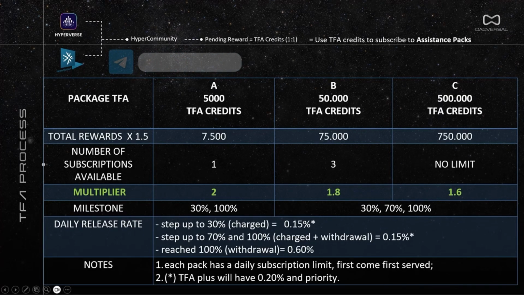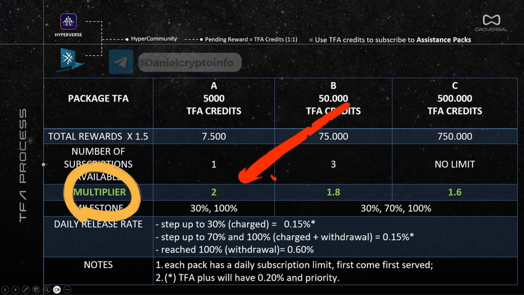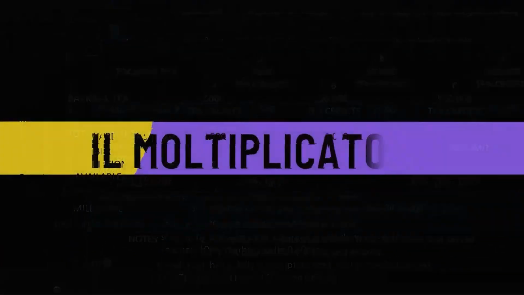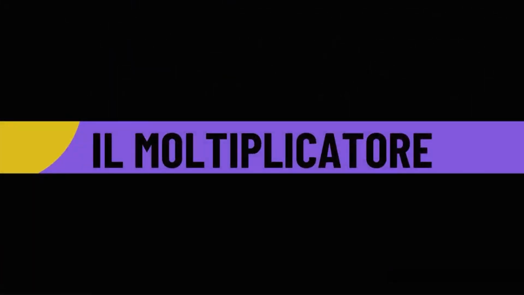Moreover, Daoversal will provide tools through which each user will have the opportunity to accelerate and shorten the charging period of their battery. As we can see in our slide, by multiplier we mean, for example, for the package of 5,000, that each action made by the users will be rewarded with a reward 2 times higher than the value of the action itself. So let's see together which actions at our disposal will allow us to benefit from the speed of this multiplier.